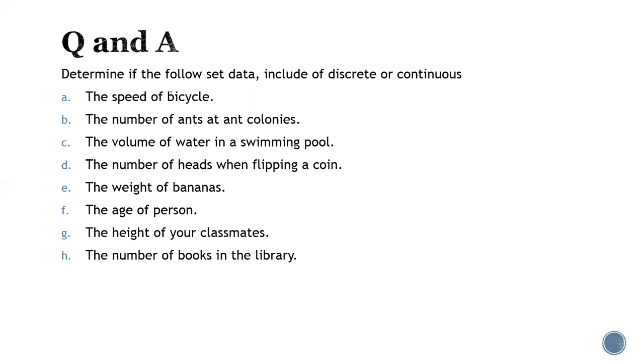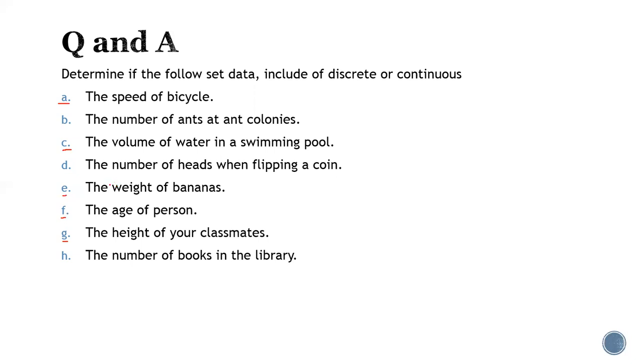So A, C, E, F, and G include continuous random variables. And the remainder are discrete random variables: B, D, and H.